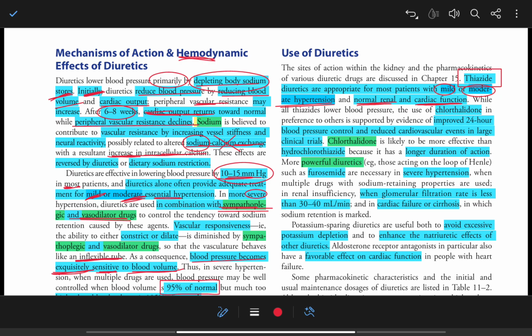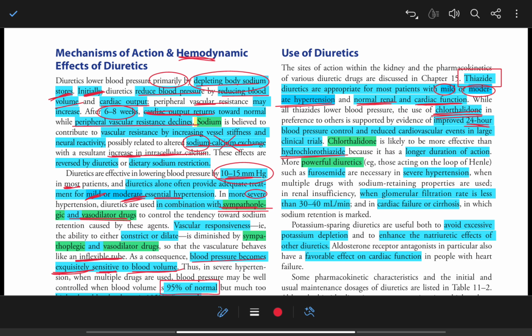So take note of that. But for thiazide, we use thiazide mainly for mild to moderate hypertension and with normal renal or cardiac function. So that is for that. Now among the thiazide, chlorthalidone is more preferred to this other one, hydrochlorothiazide. Chlorthalidone is more preferred to hydrochlorothiazide because it has a longer half-life.